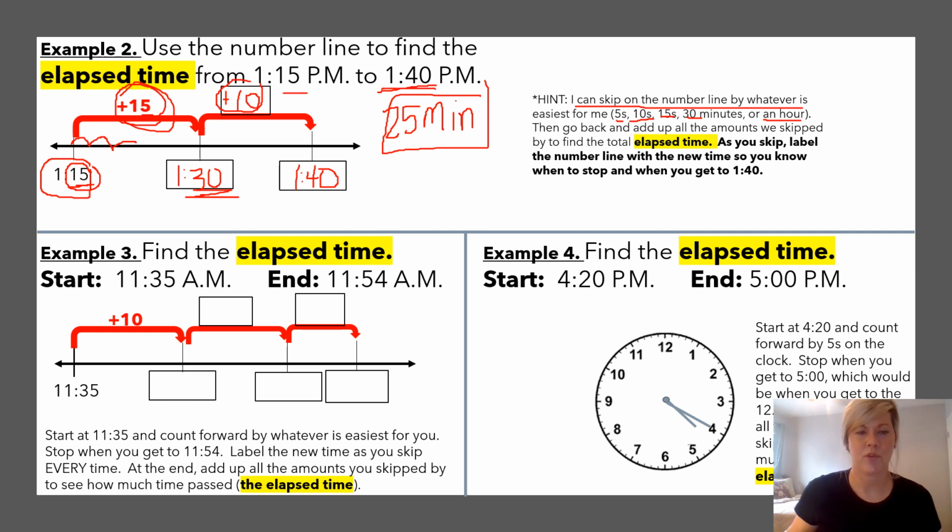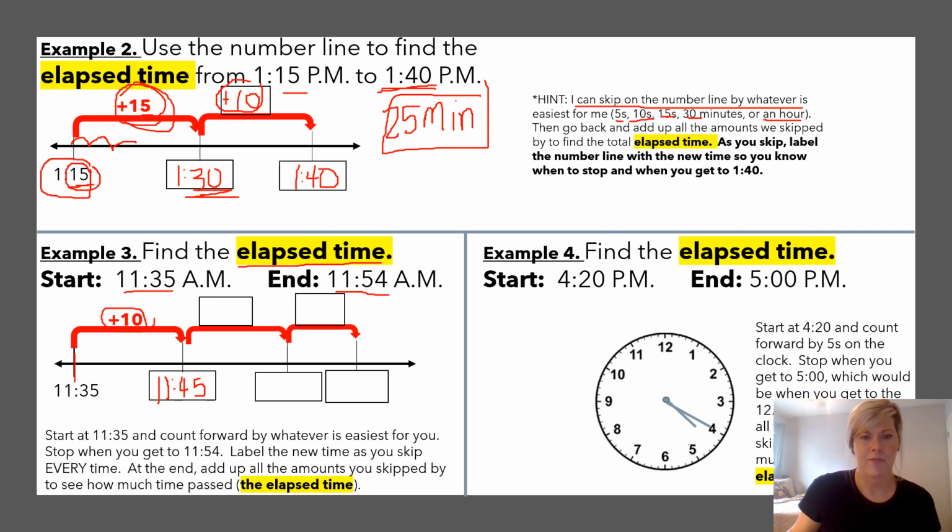Okay? Example 3, find the elapsed time. So remember, elapsed time means the time that has passed from the start, which is 11:35, to the end, which is 11:54. So we're going to put 11:35 at the beginning of our number line, and we're going to jump by tens this time. 35 minutes plus another 10 minutes would be 45. 35 plus 10 is 45. So that would be my new time. Make sure you write that as you're skipping.